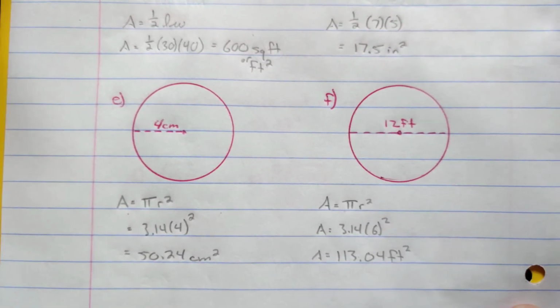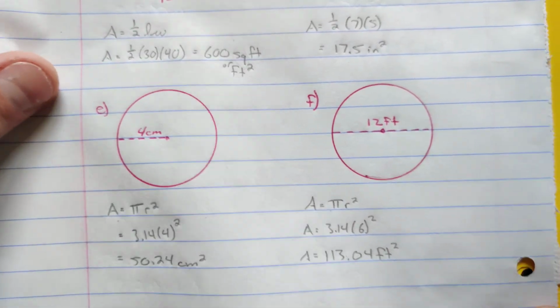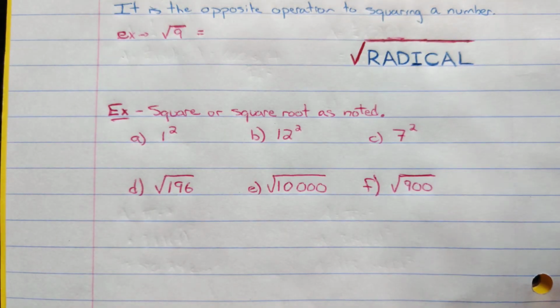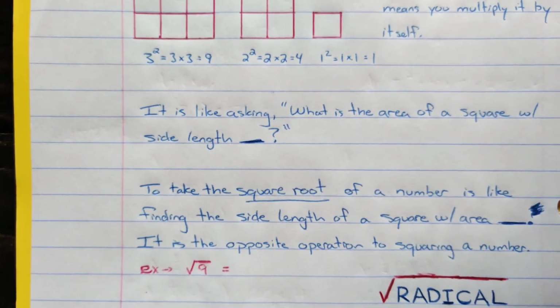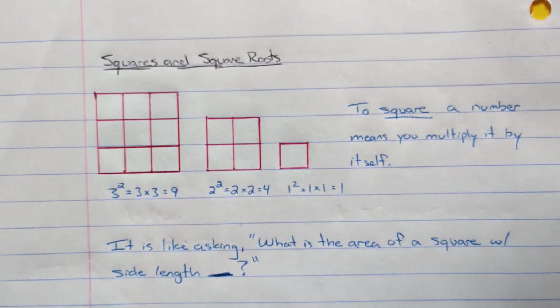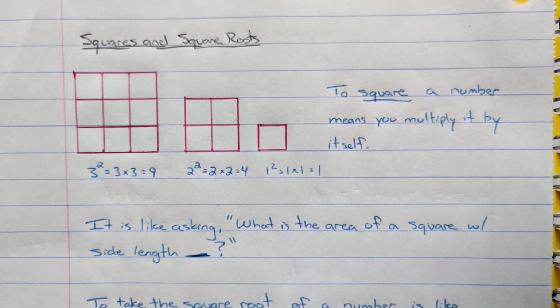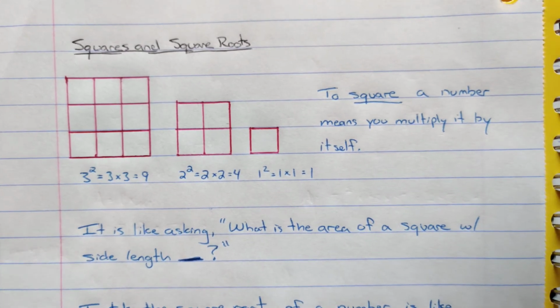So there's area and perimeter. I know this one's dragging on long. We got one more thing to go, and that is squares and square roots and the concept of them, because they're important to know and really understand the visualization of this.